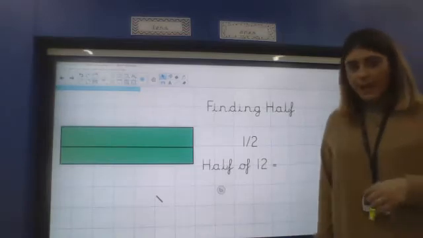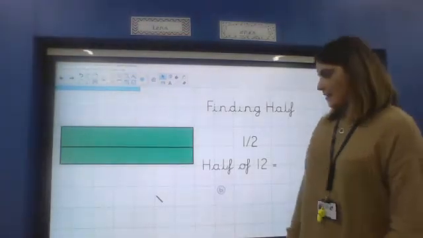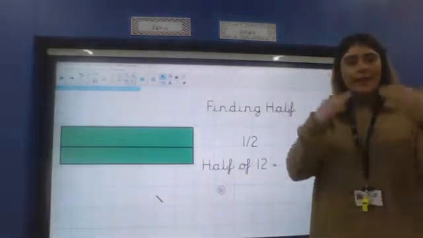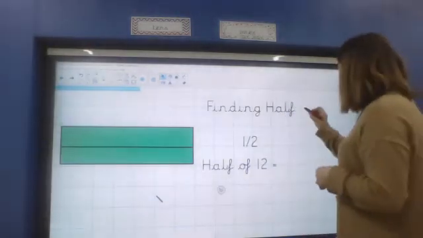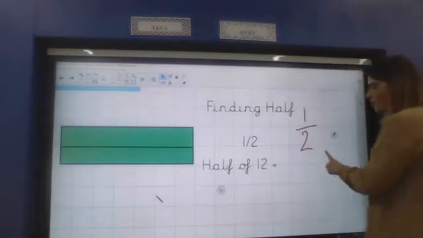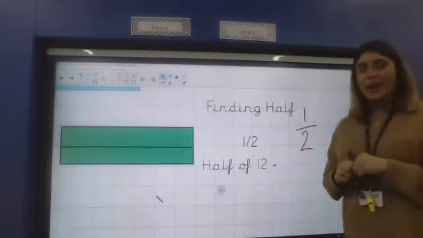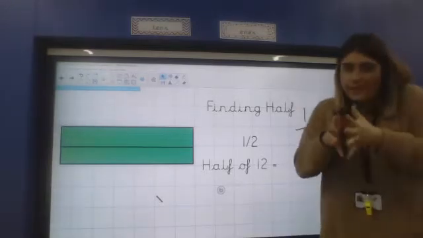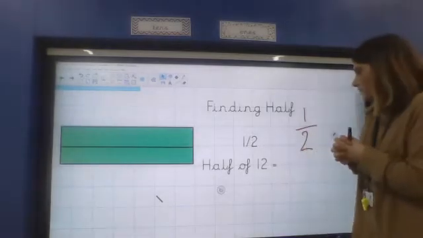On your whiteboard, I would like you to draw a rectangle and then split your rectangle in half so you've got 2 equal parts. Because when we're finding half, the denominator tells us we need 2 equal parts altogether, and then we're counting how many are in one of those parts. So finding half, we're splitting it in 2 equally.